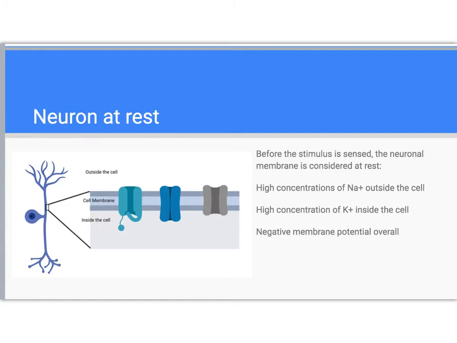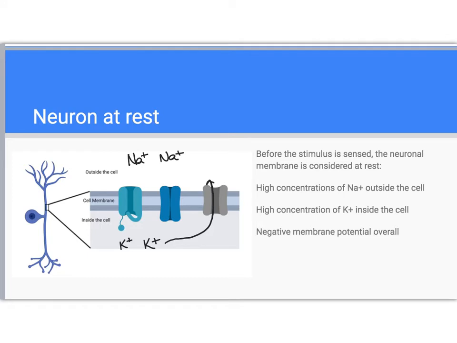At rest, because of the work of the sodium-potassium pump, which is not pictured here, these neurons have a high concentration of sodium outside the cell relative to inside, and a high concentration of potassium inside the cell relative to outside. The cells at rest do not have an easy path for sodium ions to move across the membrane. However, potassium ions are free to move through these potassium leak channels.